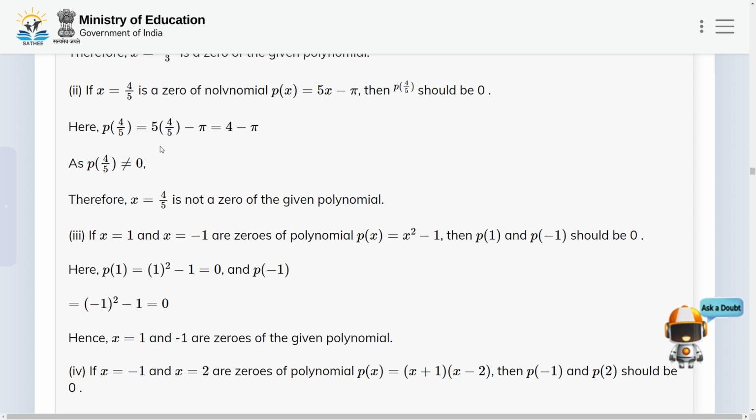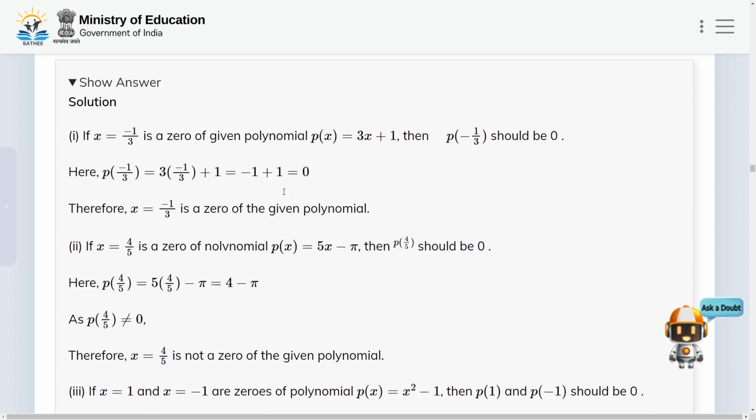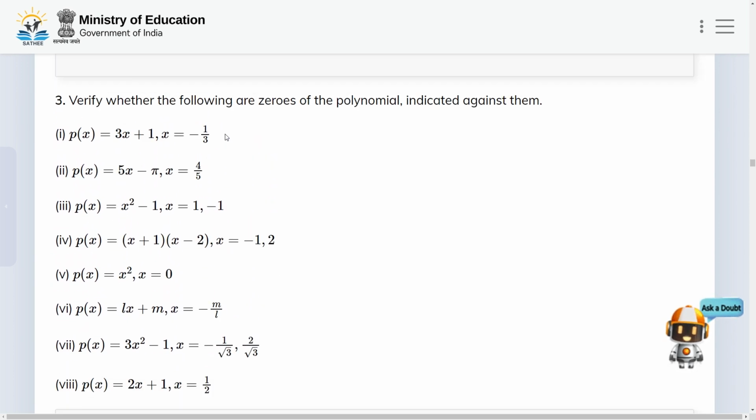Okay, so here p of 4 by 5 is equal to 5 times 4 by 5 minus 5, that is equal to 4 minus 5, and this is not 0. So as p of 4 by 5 does not equal 0, therefore x is equal to 4 by 5 is not a 0 of the given polynomial. So x is equal to 4 by 5 is not a 0 of this polynomial p of x is equal to 5x minus 5.